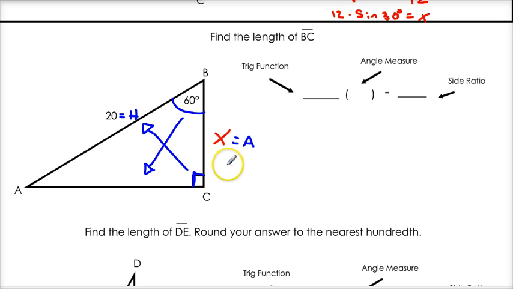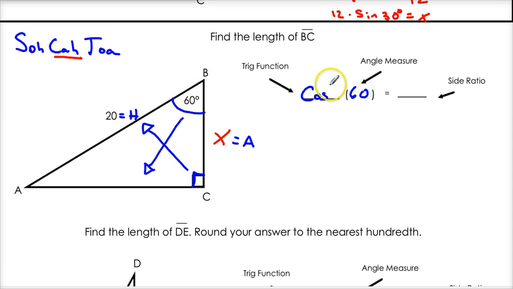Now we're going to figure out which trig function we're going to use. So you might remember, I'm going to write down SOHCAHTOA. And which two do I have? I have adjacent and I have hypotenuse. And that relates to cosine. So we're going to use cosine for this problem. So the cosine of the angle that was given, so that is 60 degrees, is equal to adjacent over hypotenuse. So that's x over 20.